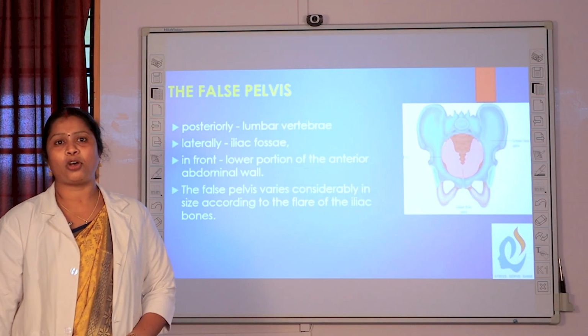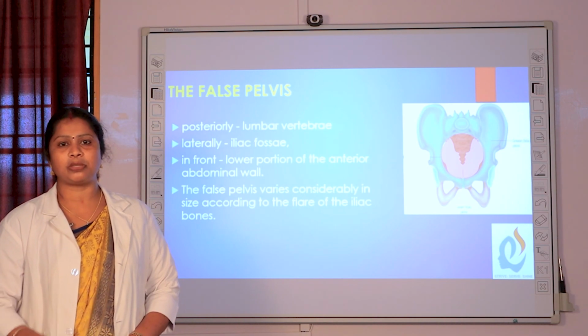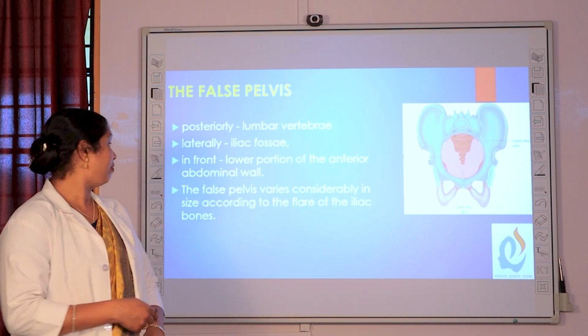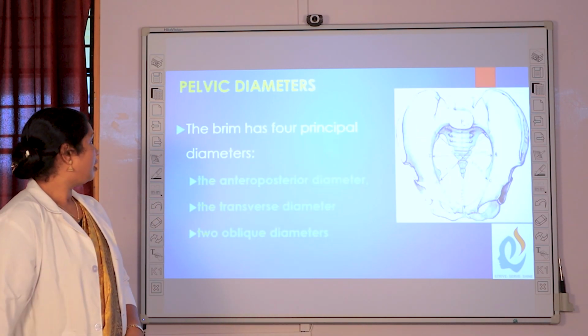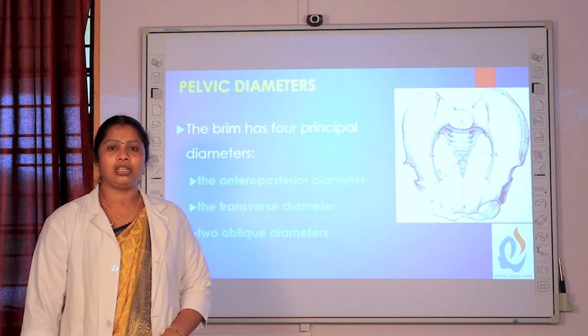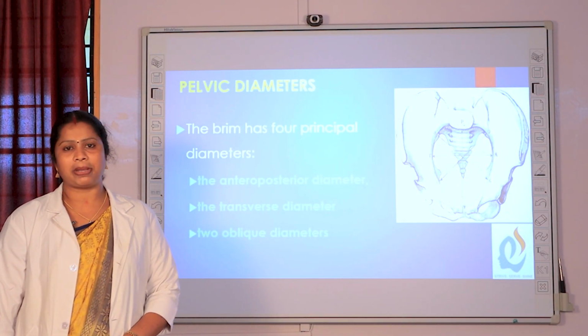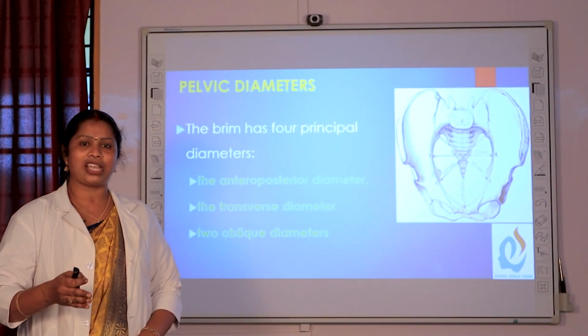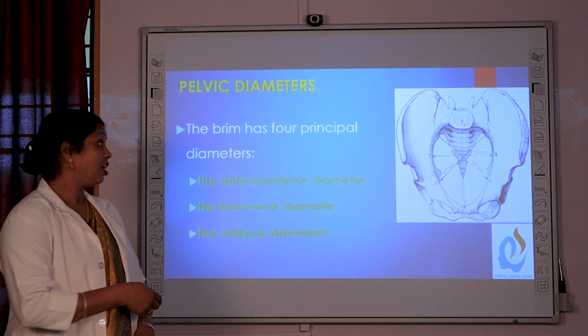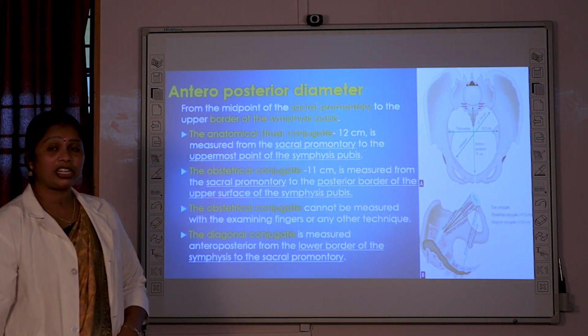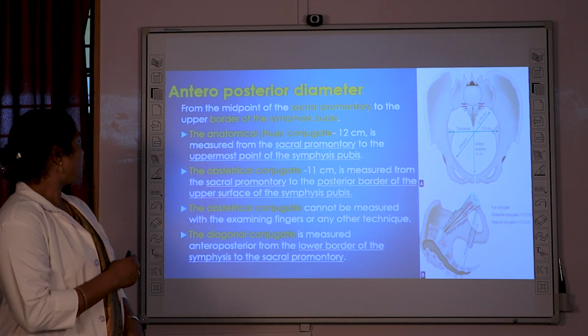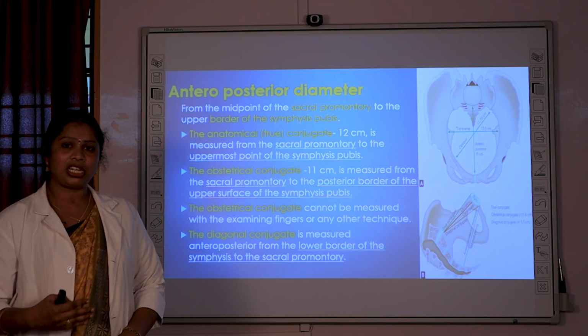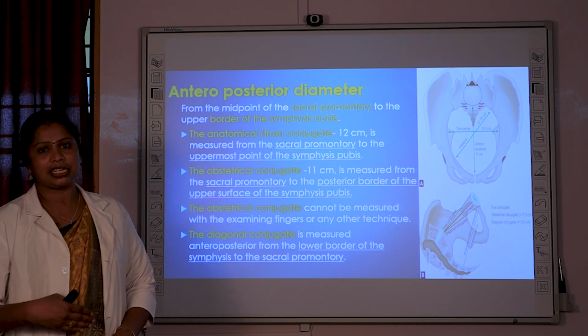The next one is the false pelvis. Above the brim, the space is called the false pelvis. The next one is the pelvic diameter. Pelvic diameter is divided into 3 parts: anterior-posterior diameter, transverse diameter and oblique diameter. First one is the anterior-posterior diameter of the brim. The anterior-posterior diameter is divided into 3: anatomical, obstetrical and diagonal conjugate.